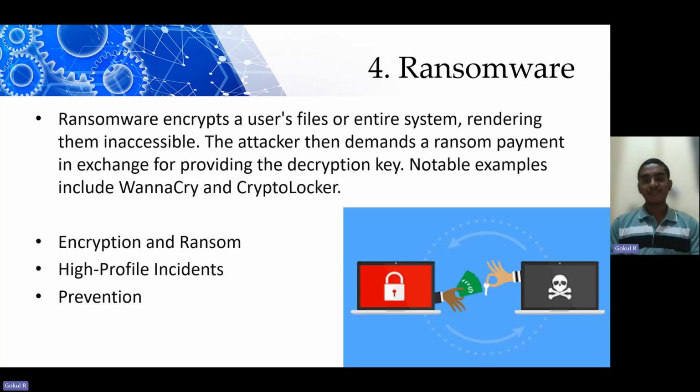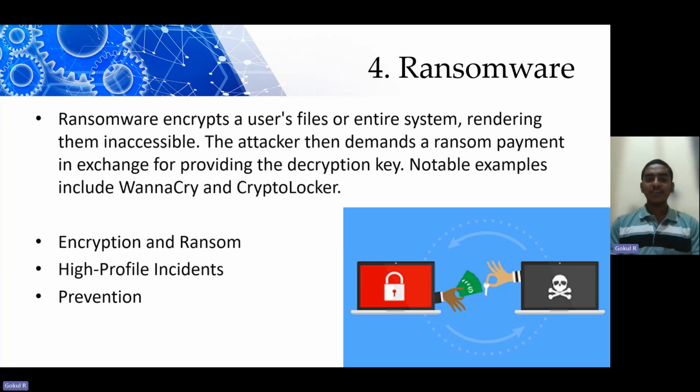The next one is ransomware. Ransomware encrypts the user's files or entire system, rendering them inaccessible. The attacker demands a ransom payment in exchange for providing a decryption key. Notable examples include WannaCry and CryptoLocker.